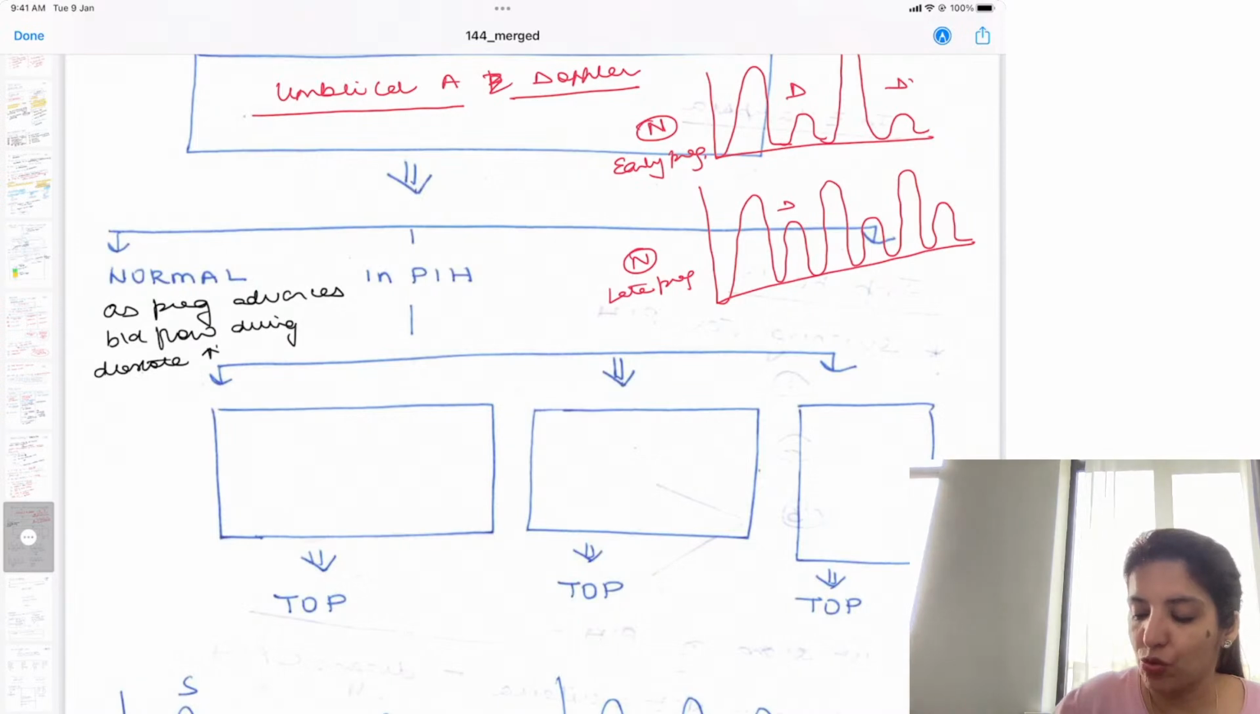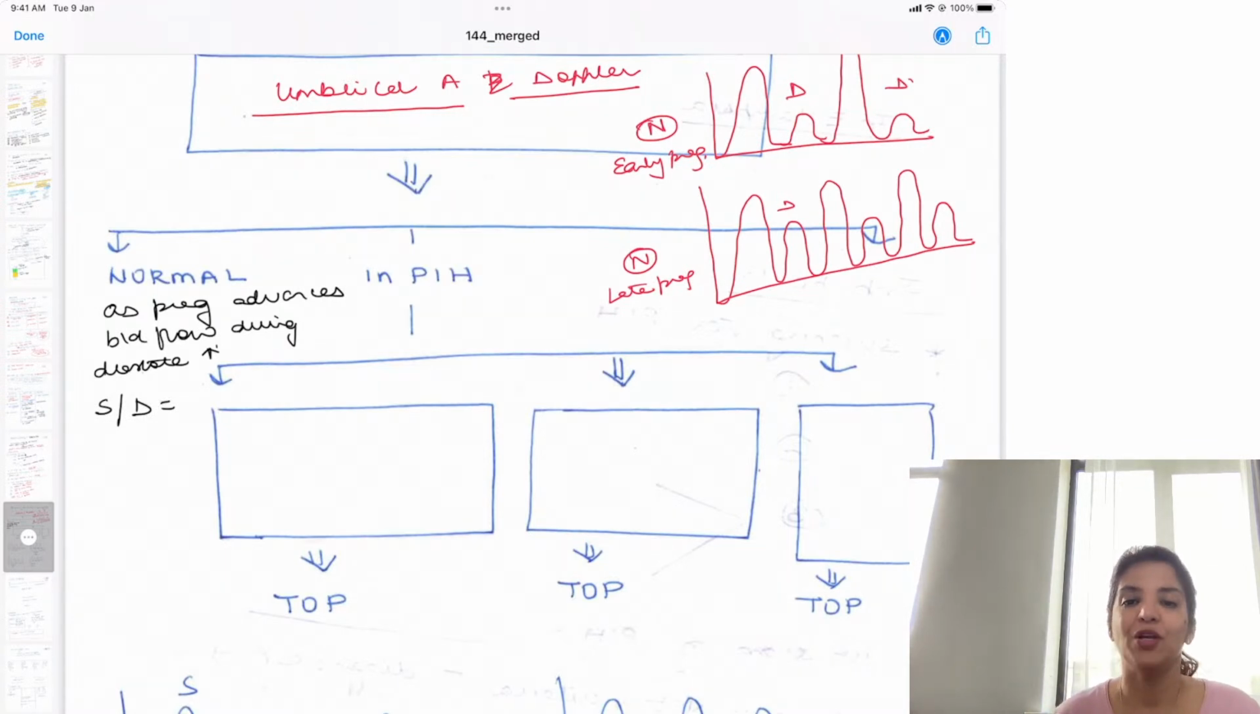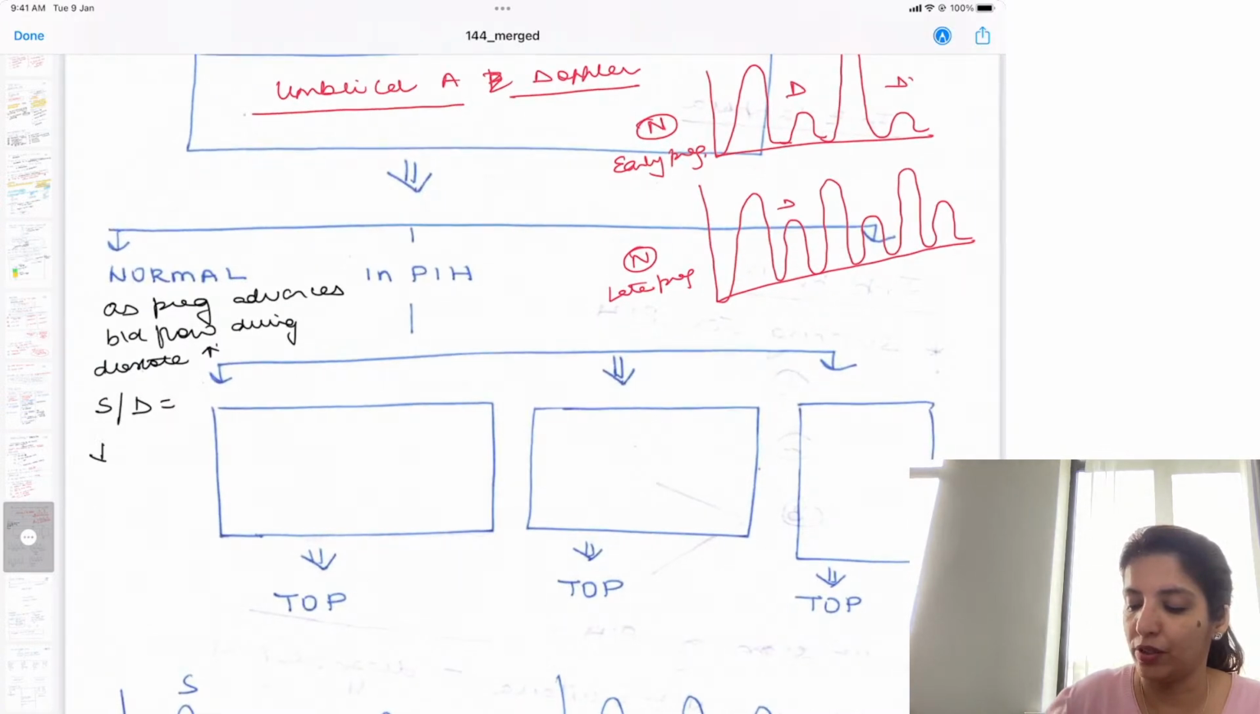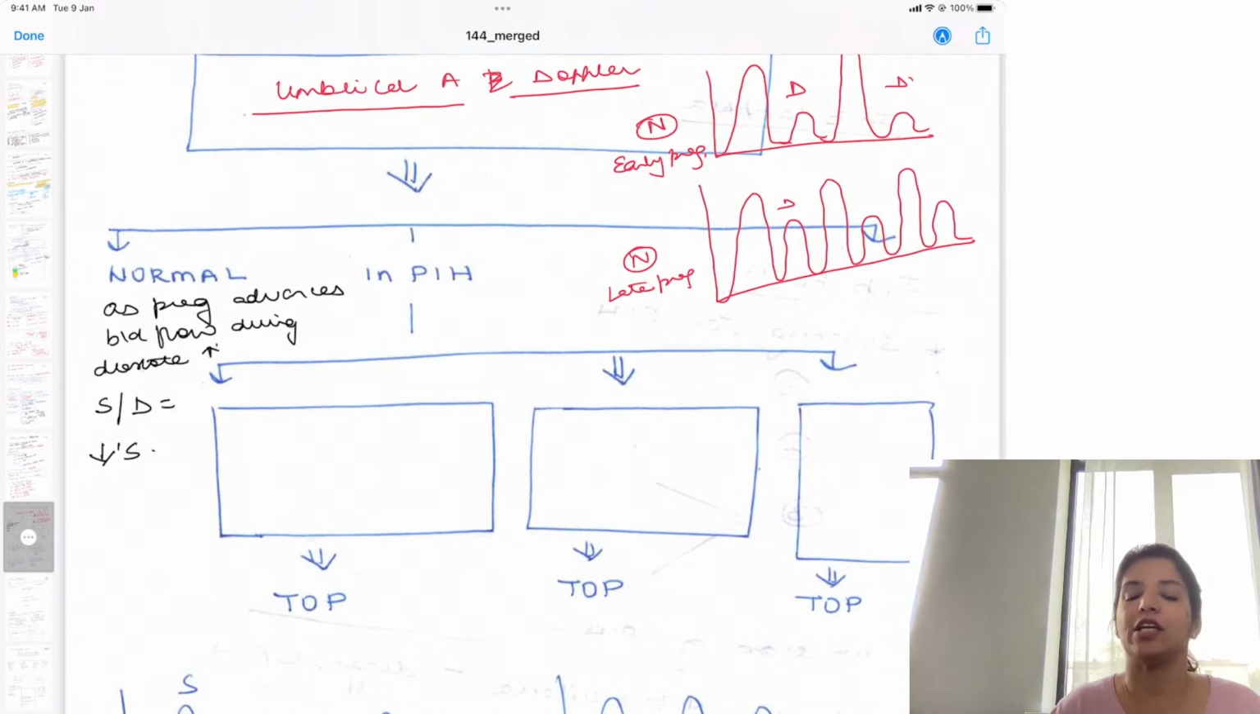So if I ask you what happens to the ratio of blood flow during systole and diastole, I am telling you that as pregnancy advances, the amount of blood flow in diastole will increase. In systole it remains the same, in diastole it is going to increase. So if the denominator is increasing, what happens to SD ratio? SD ratio decreases. So normally in pregnancy, SD ratio of umbilical artery decreases.